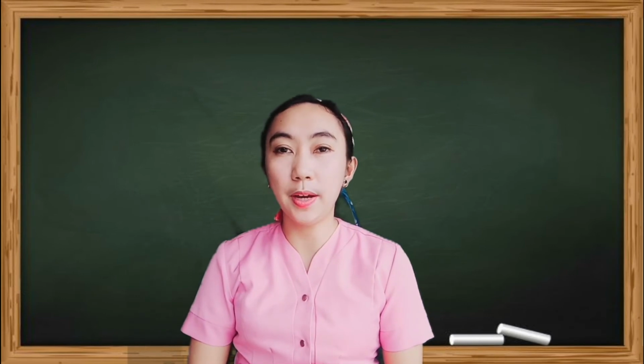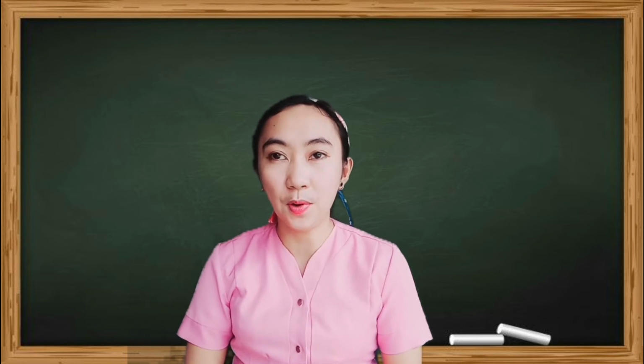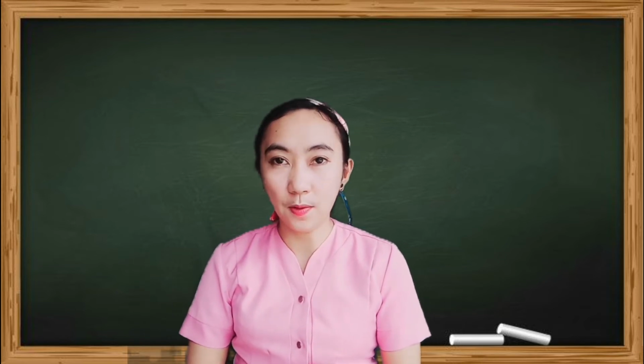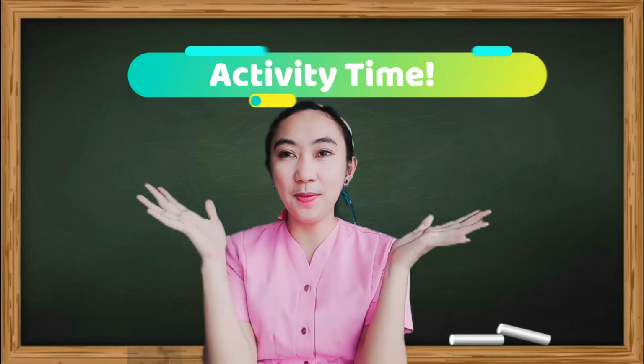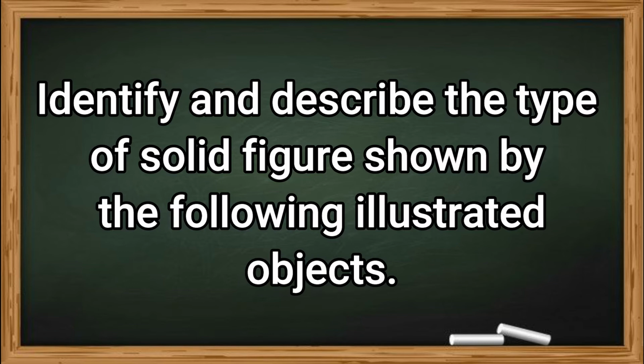Now that we have already visualized and described the different types of solid figures, it's now time for an activity. Therefore, it's activity time! Instruction says, identify and describe the type of solid figure shown by the following illustrated objects. I will give you 5 minutes to answer.